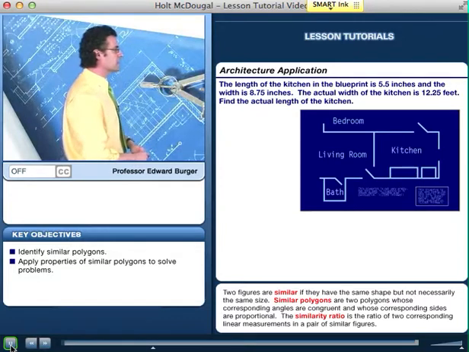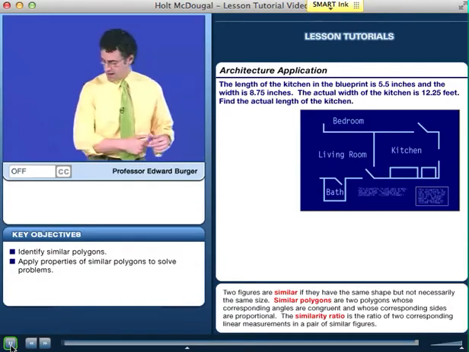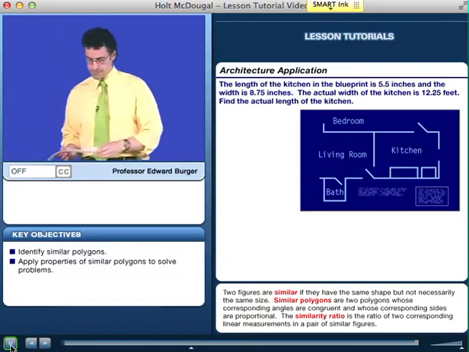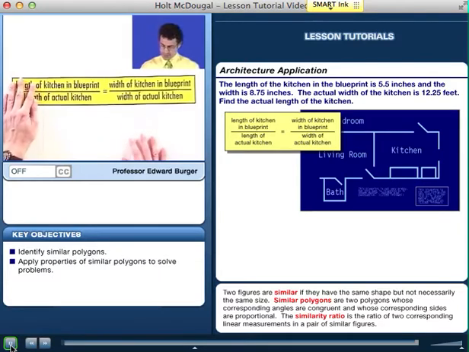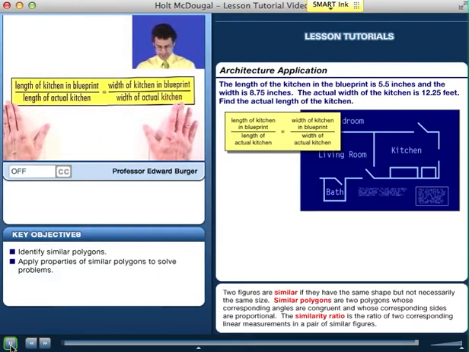Now, the length of the kitchen in the blueprint is 5.5 inches, and the width is 8.75 inches. Now, the actual width of the kitchen is supposed to be 12.25 feet. And our challenge is to figure out what the actual length of the kitchen should be. Now, how are we going to do that? Well, we're going to set up a proportion.